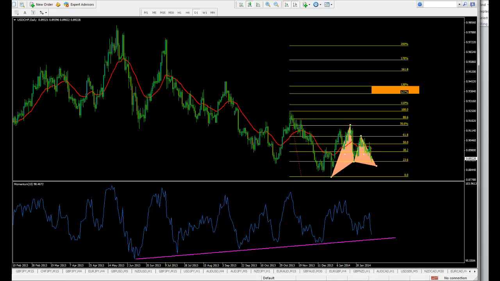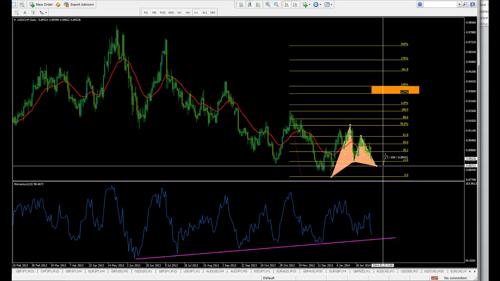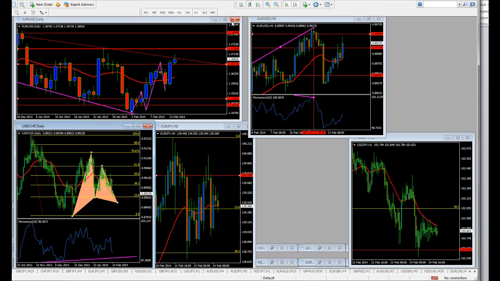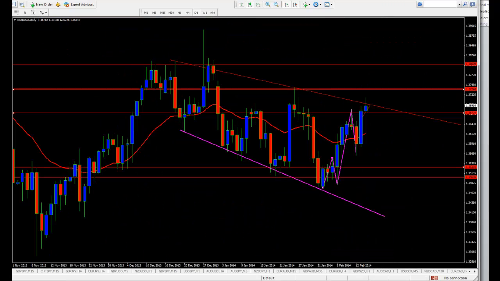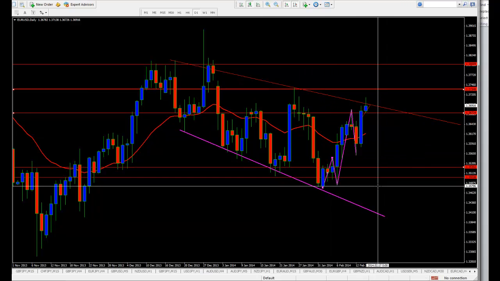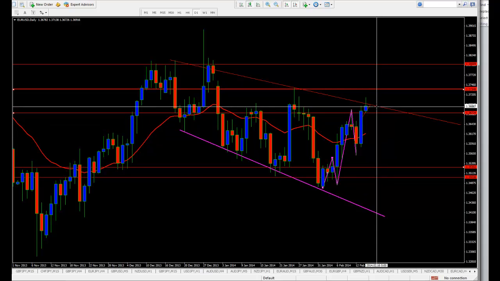Okay, so we're talking about this Gartley being a real nice possibility, because that could turn into a nice 500 pip movement. I showed you also on the Euro USD, if we can go back to that real quick, how there's the possibility of this being an expanding rectangle, as it were.